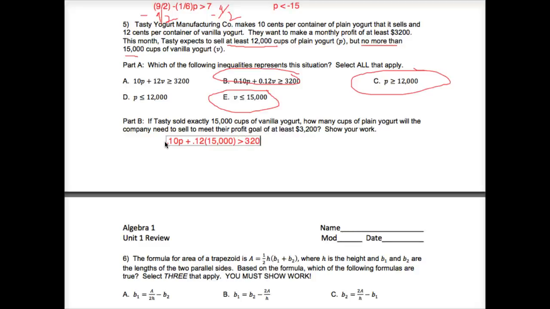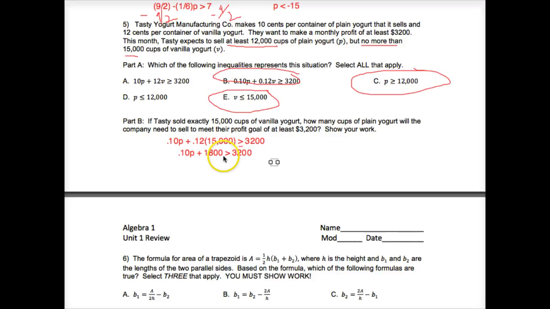I have to handwrite the equal sign because it doesn't come out on my typing here. So that's all I'm doing, is I'm going to be solving this for my P. So first thing I need to do is multiply the 0.12 times the 15,000, which then in the next step I'm going to have 0.10P plus 1,800, which is what I get, is greater than or equal to 3,200.